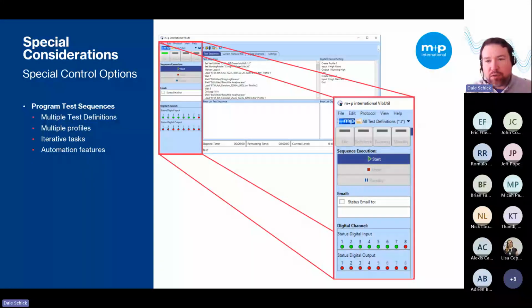Thirdly, you can do special or iterative tests. Those can be programmed in sequence by using the advanced VibUtils program. So the user can define multiple tests, profiles, and sequences up here in the scheduler. And then these can all be programmed to alert users when they are complete here. They can send a status email to somebody when a problem occurs, such as a loss of power.